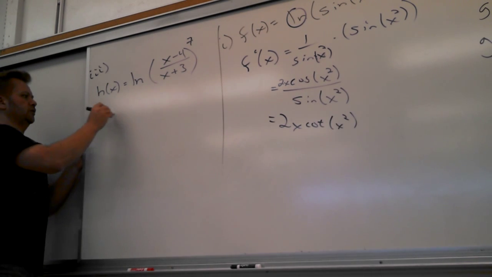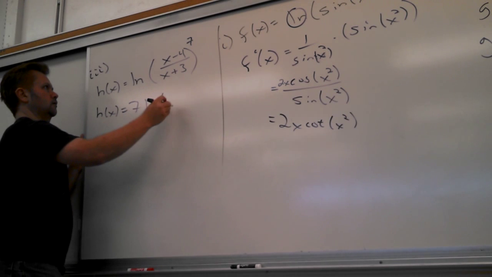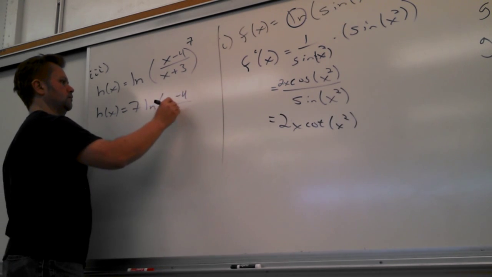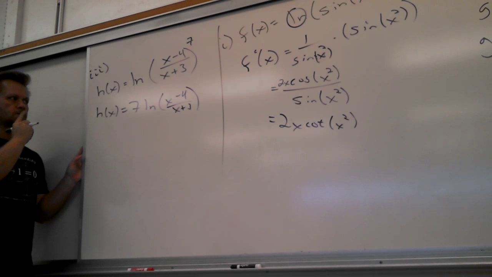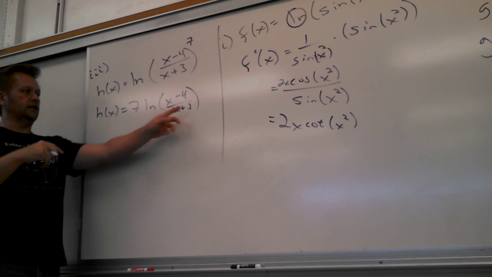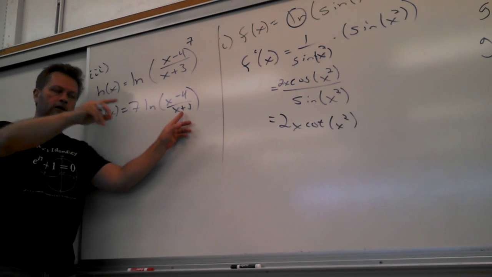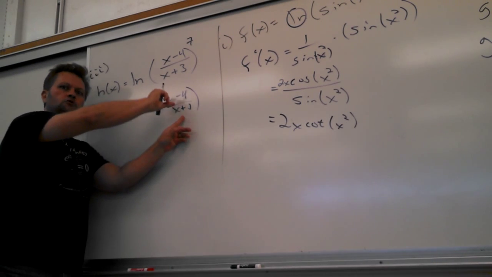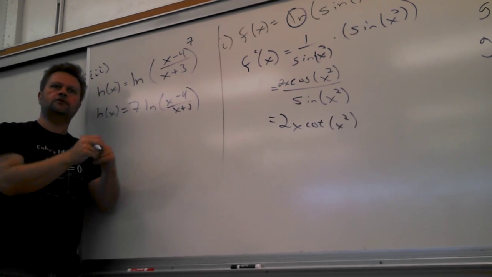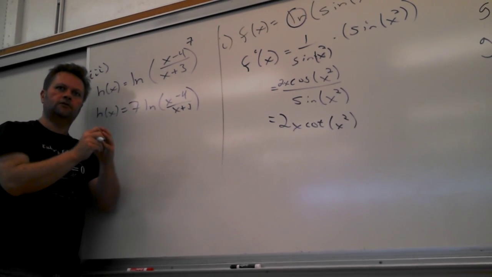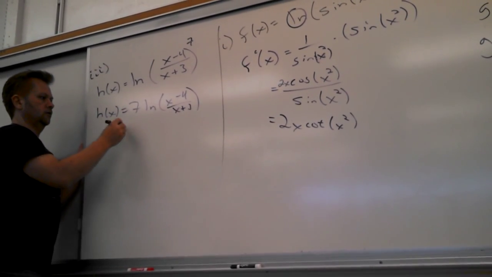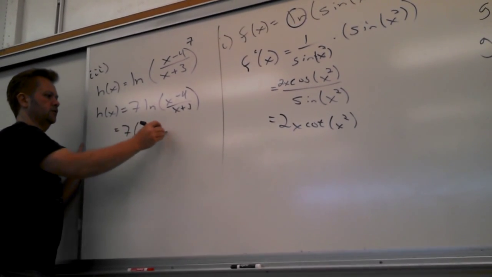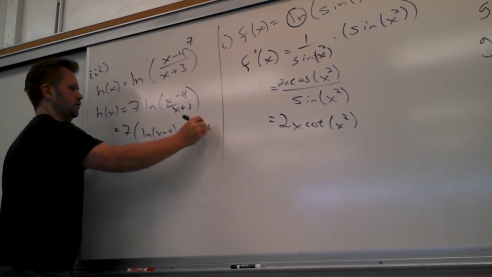We can not only bring the 7 down, what else can we do? Don't they flip? No. When you start taking a derivative, do they flip or not? You're thinking about, if I did leave it this way, it'd be 1 over this, which would be the reciprocal, but I don't have to leave it like this. What can I do with logs? What's the log of a quotient? Yes, ln of x minus 4 minus ln of x plus 3.